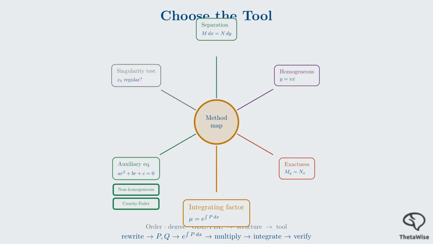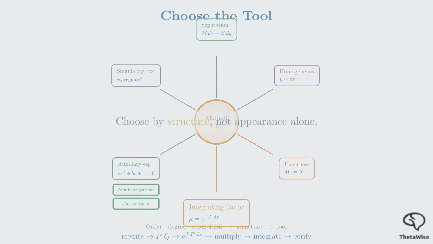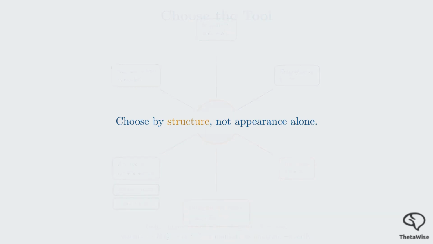Finally, when studying a normalized second-order equation near a point, test whether the coefficients and their weighted versions stay finite. A method is not chosen by appearance alone. It is chosen by the structure that makes the next step simpler. The key lesson is a repeatable sequence.